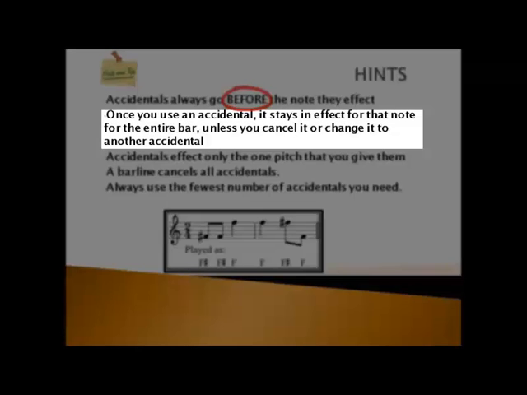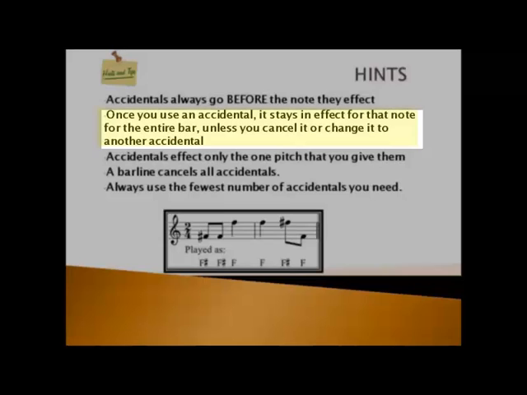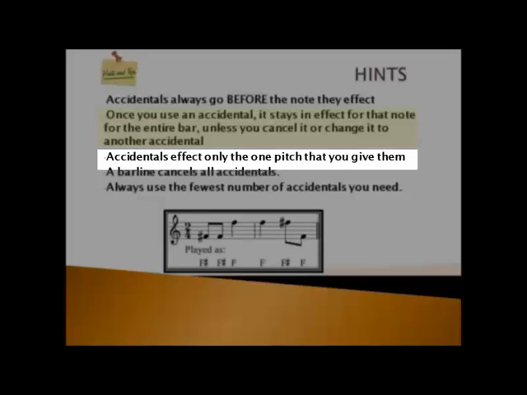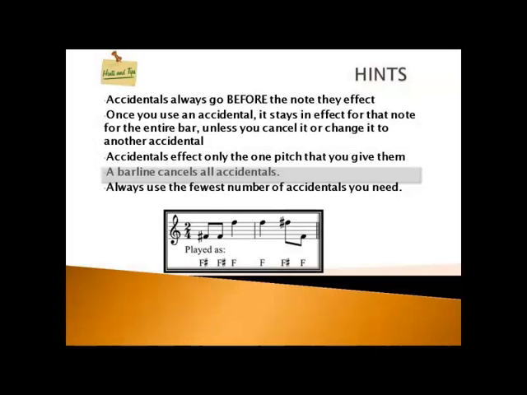Once you write an accidental, it's in effect for that whole measure. However, it's only for that specific line or space. They only affect the pitch that you give them. And as I said before, a bar line is going to cancel out all of your accidentals. You only want to use the fewest number of accidentals you need.